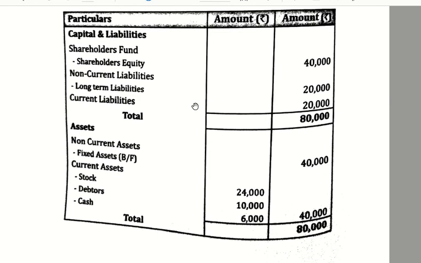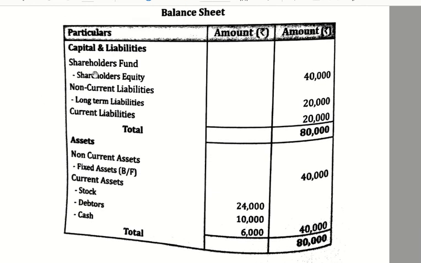So if you update it in your balance sheet, we get capital and liabilities: shareholders fund, shareholders equity is 40,000, non-current liability, long-term liability is 20,000, current liability is 20,000. So total we get 80,000. Asset side, non-current asset, fixed asset is the balancing figure. Stock is 24,000, debtors we have 10,000, cash is 6,000. So our balancing figure is 40,000. So our total of the balance sheet is 80,000 and 80,000. Thank you everyone.